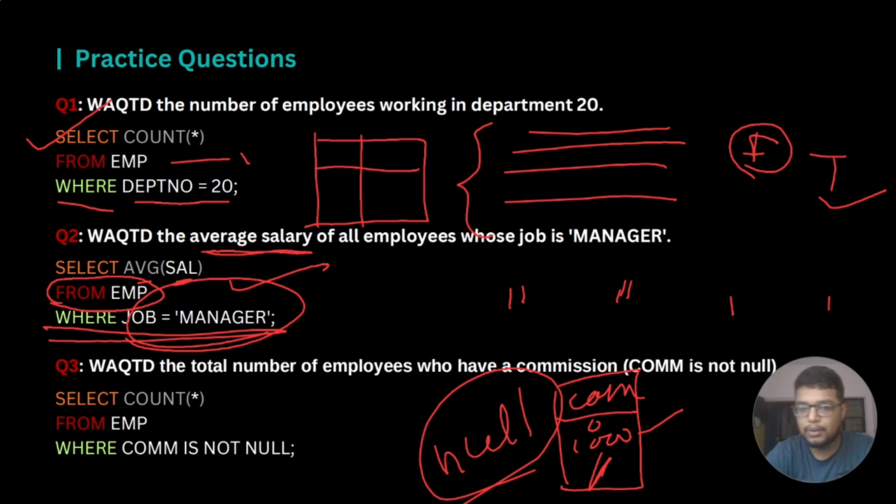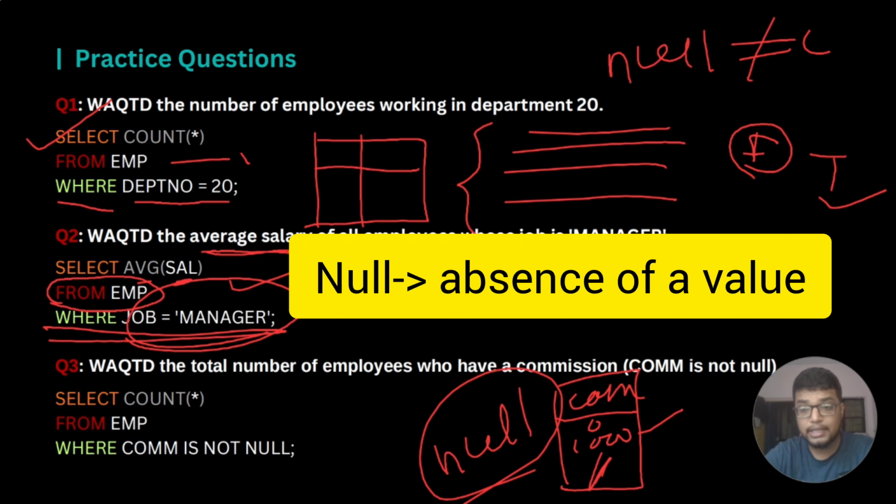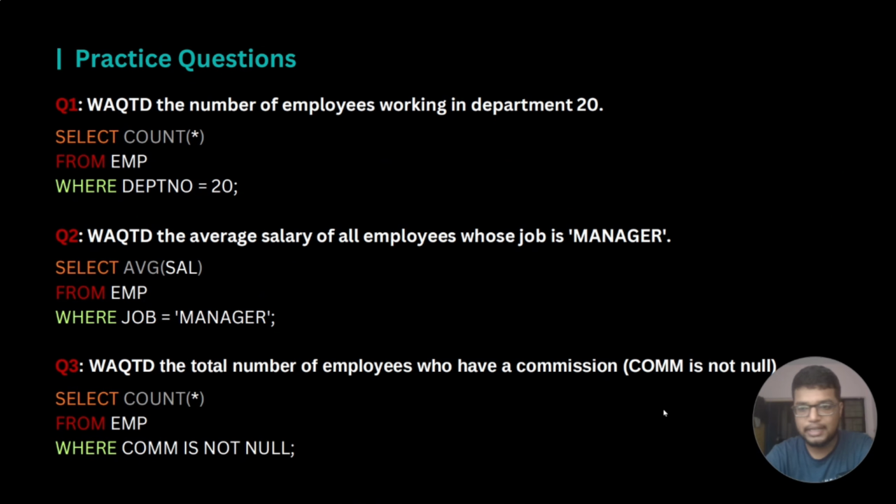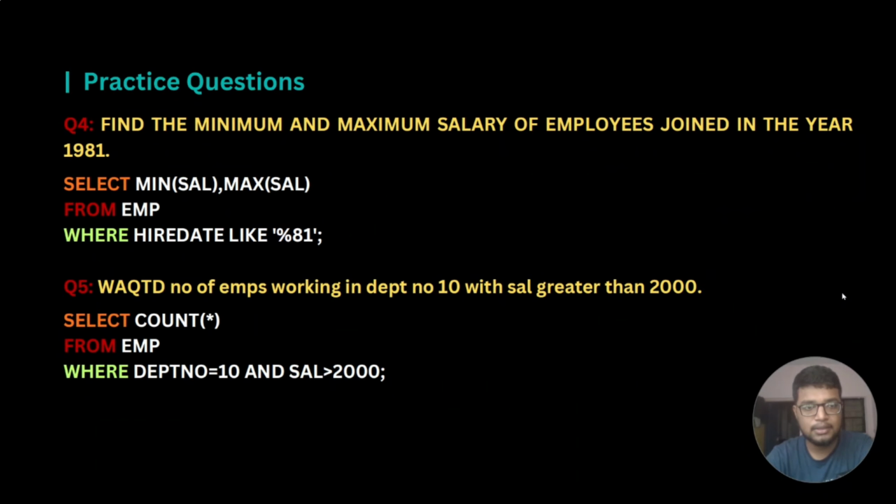In one of our earlier videos, I explained that null is not equal to 0. 0 means you have some value, your value is 0. Null means nothing. It is never equal to 0. There is an operator, the is not operator. So let us find this column name and apply the condition. That is enough. Let's move to our next question.